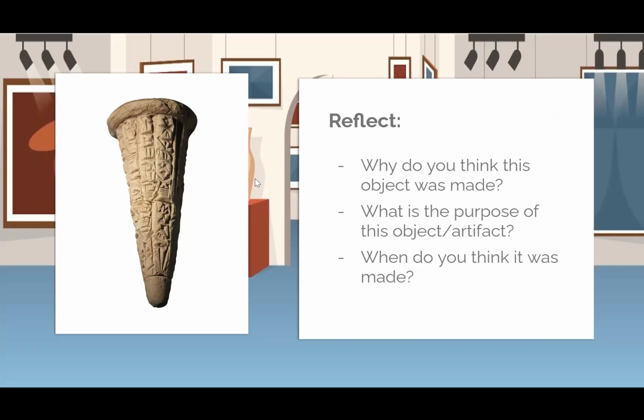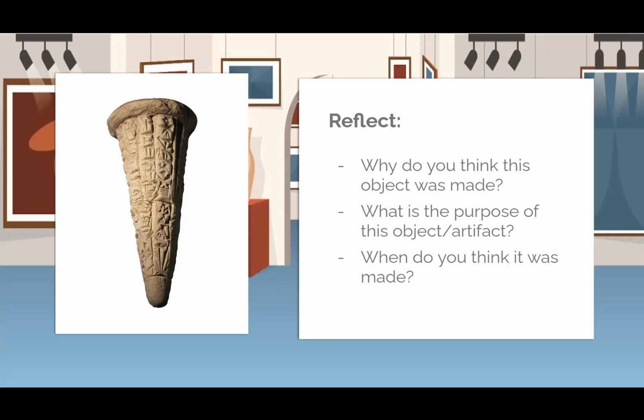So the next column, we're going to reflect. What do you think this object was made of? Once again, is it bone? Is it stone, clay, cement, wood? What is the purpose of this object or artifact? Some people, someone guessed a vase. Someone guessed a torch holder, like you'd put flames at the top.